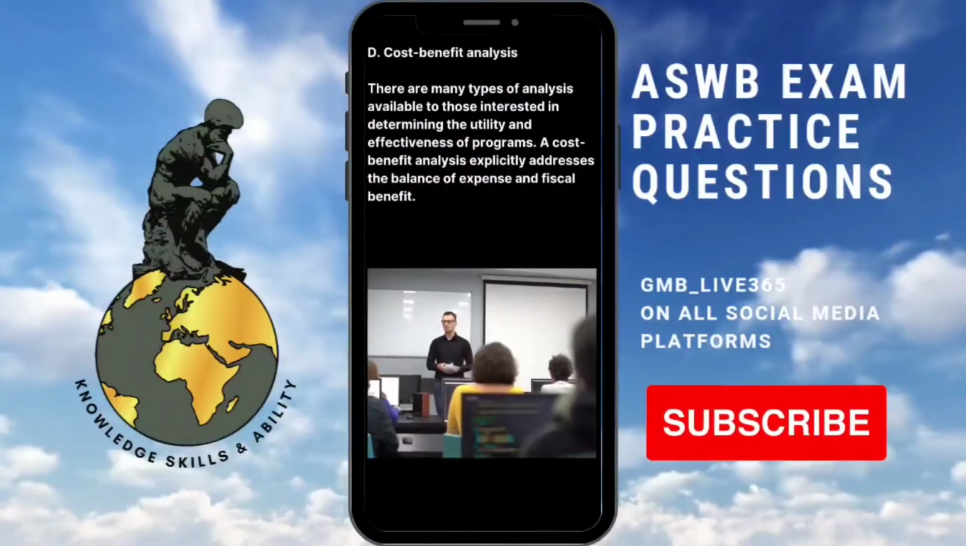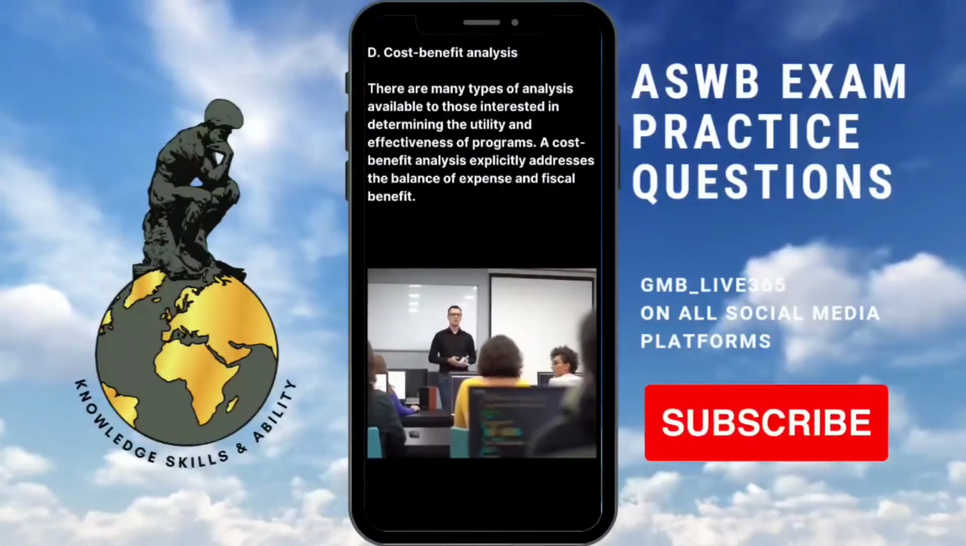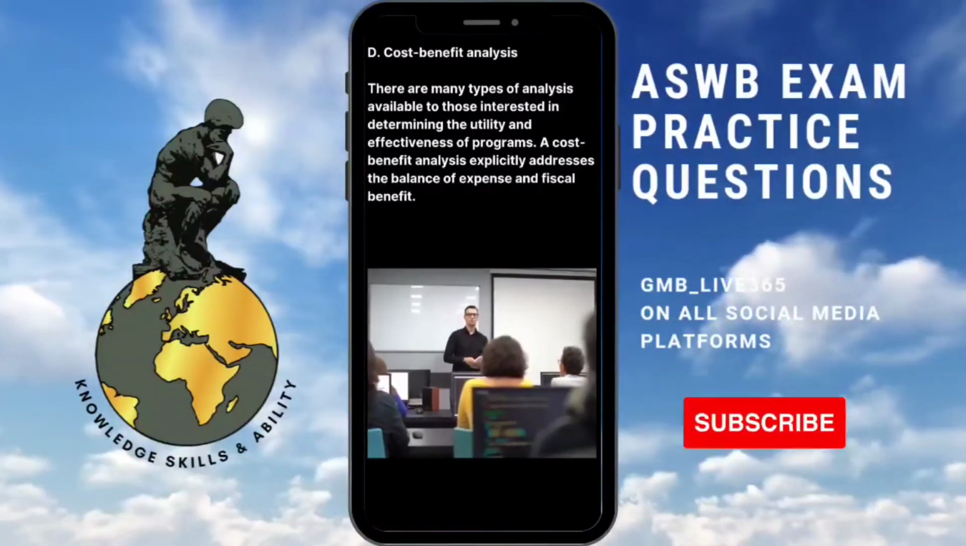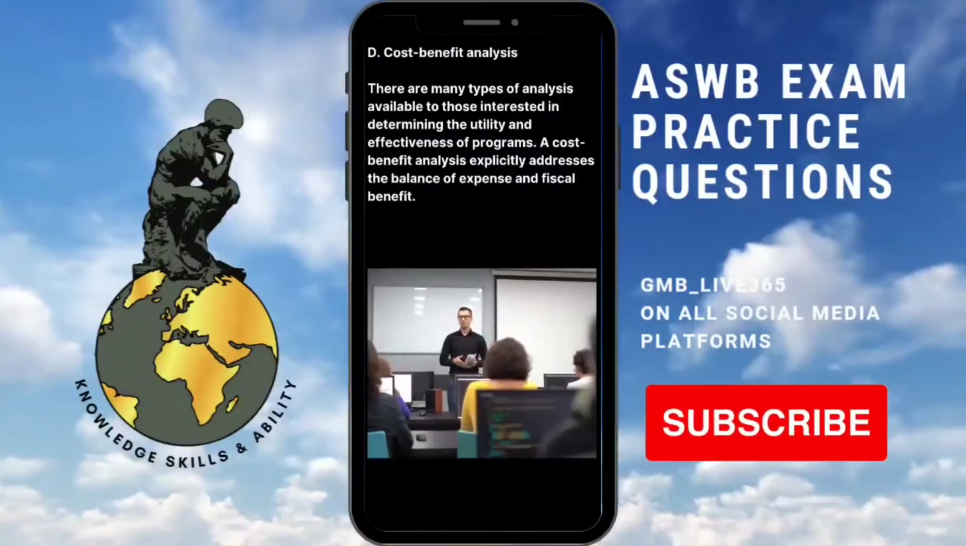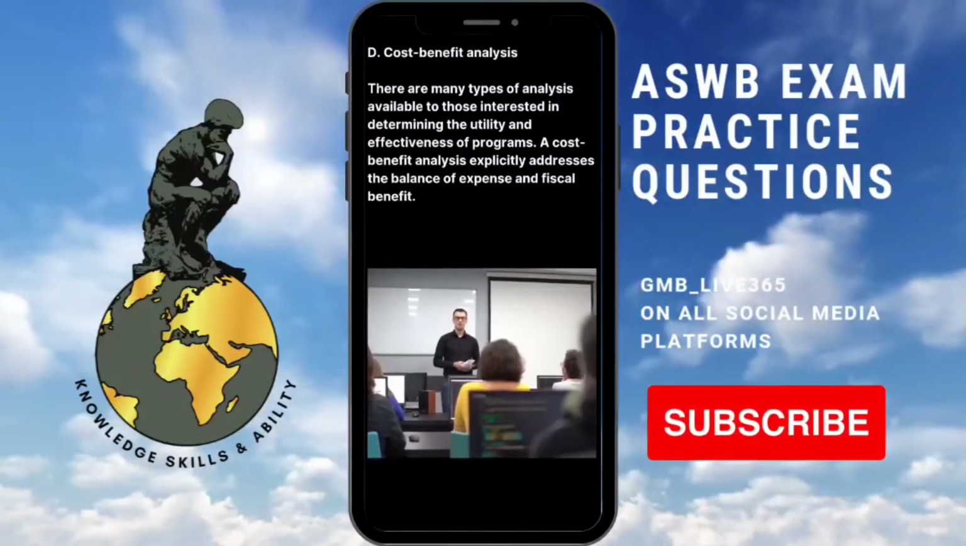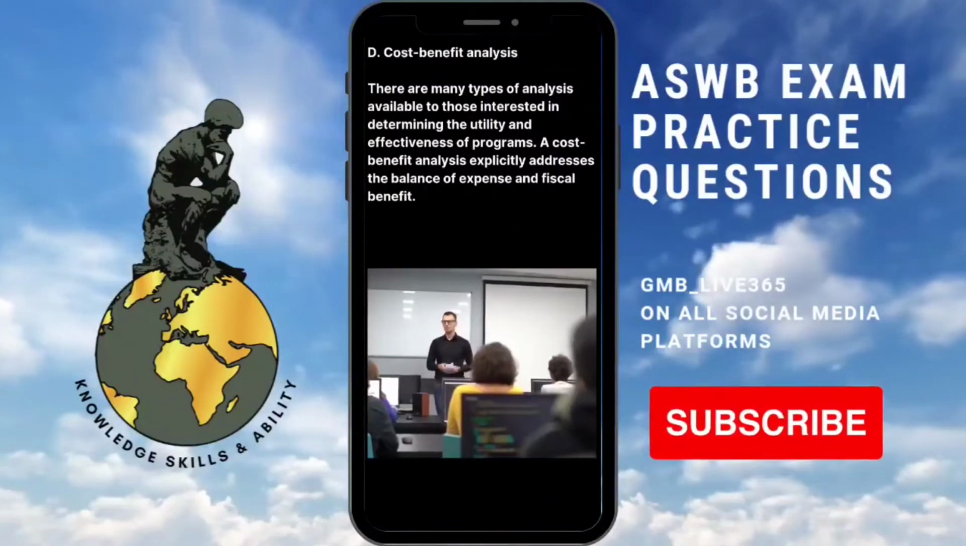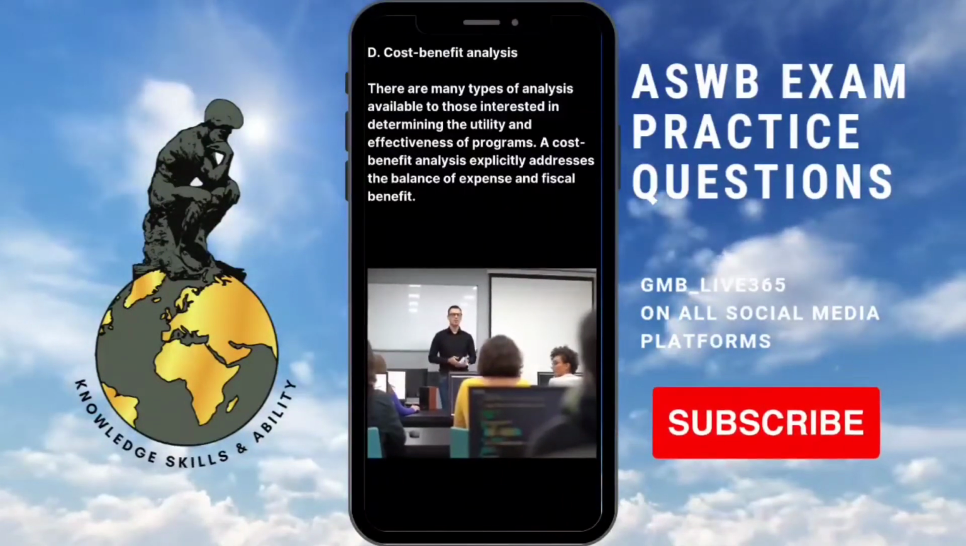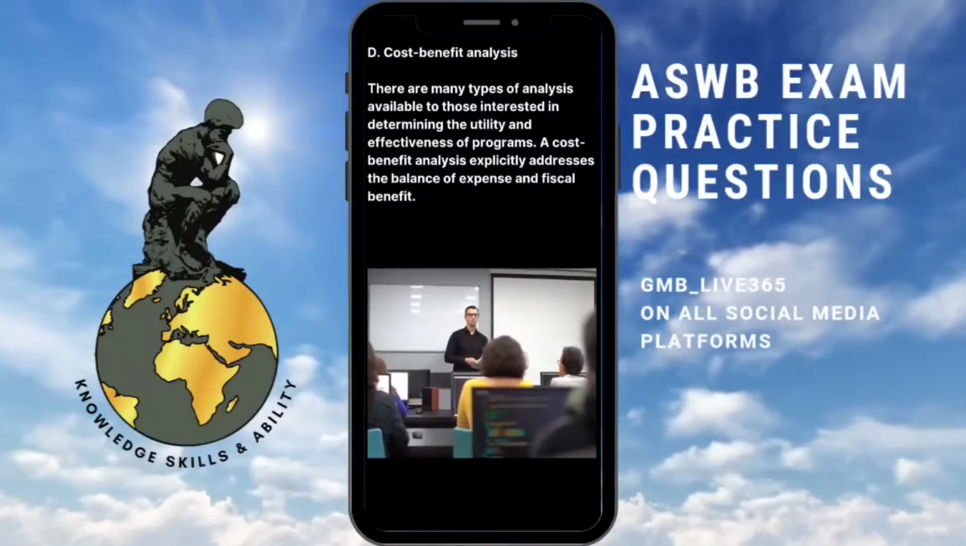D. Cost-benefit analysis. There are many types of analysis available to those interested in determining the utility and effectiveness of programs. A cost-benefit analysis explicitly addresses the balance of expense and fiscal benefit.